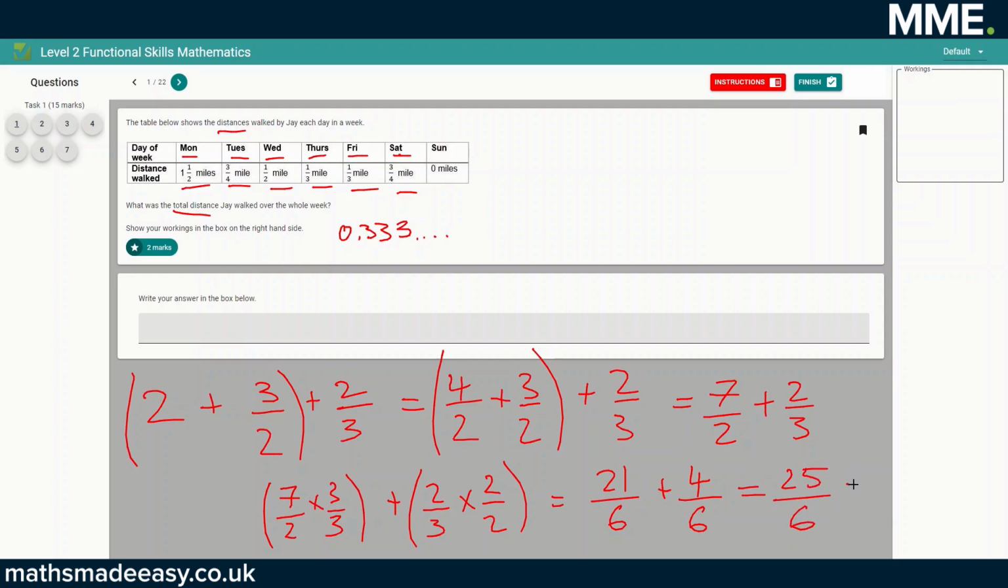So we can rewrite this as a mixed number fraction by taking a value out. So that 25/6 is equivalent to 4 and 1/6 miles, and we can equally write that as a decimal, 4.1666 recurring, or rounded to 2 decimal places, 4.17 miles, remembering to add the units at the end.